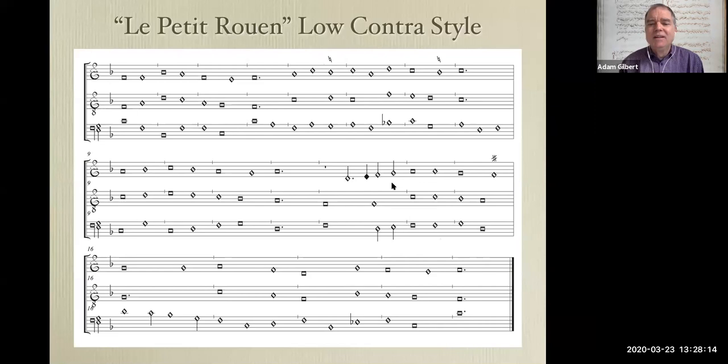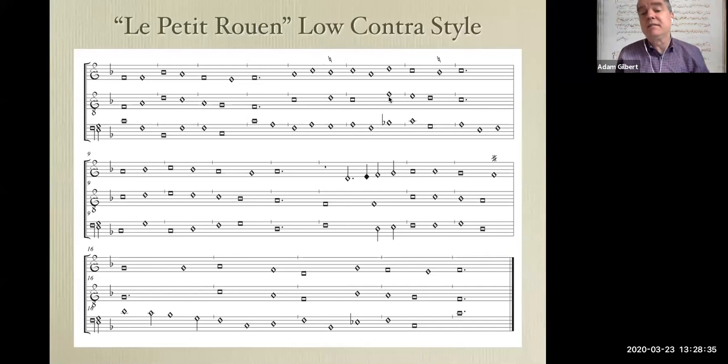Okay, cool, great. So this is fauxbourdon style, and it's really typical of music of the period to have cadences that end like this. So, yum pum pum pum pum. So going out to a fifth and an octave.